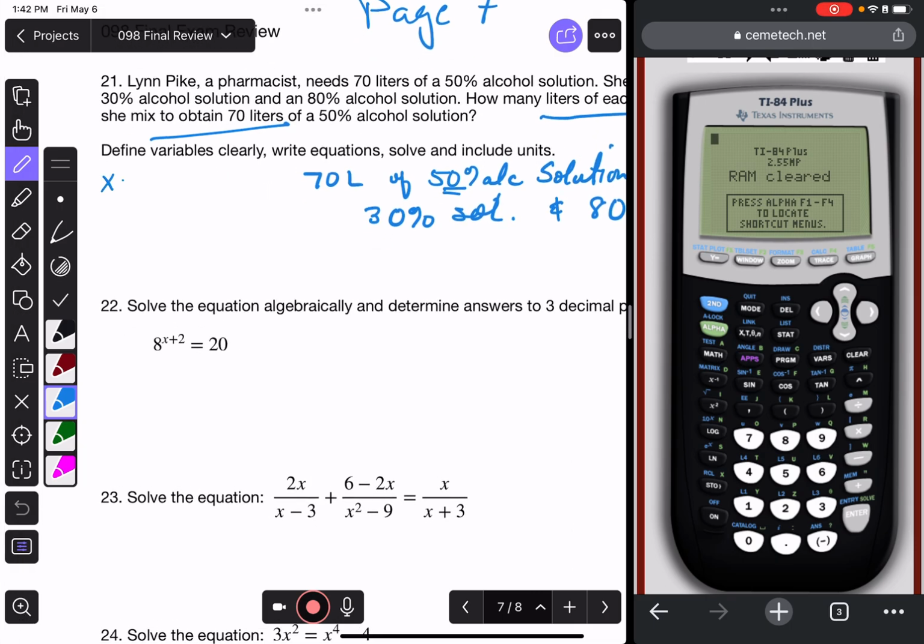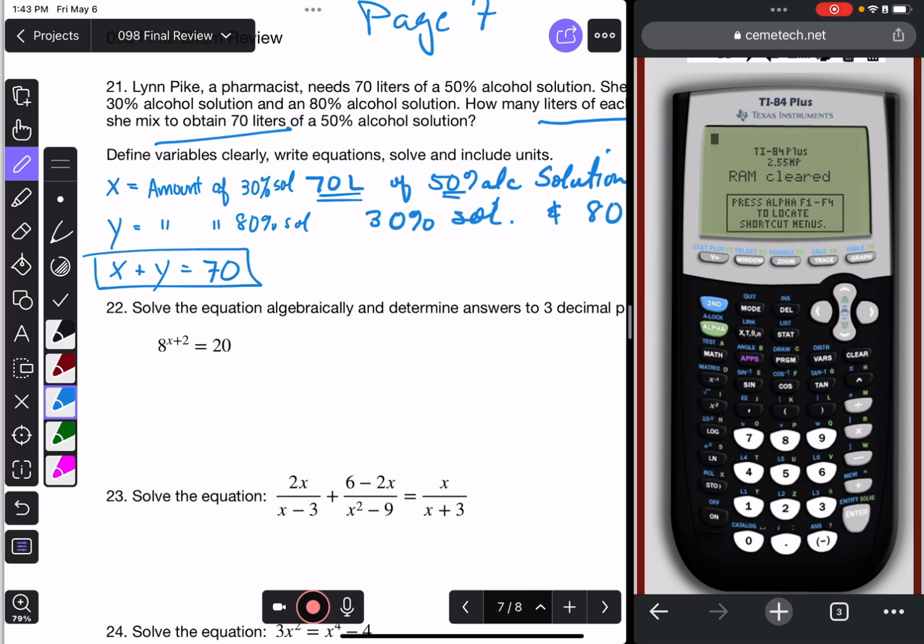Let's let X equal the amount of 30% solution that we're going to use. We'll let Y equal the amount of 80% solution that we'll use. And we can already write our first equation, because I'm going to take the amount of 30% that I use plus the amount of the 80% that I use, and they better add up to a total of 70 liters, because she wants to have 70 liters of this stuff when she gets done. So there's our first equation. Let's put a little pin in that. See if we can write a second equation.